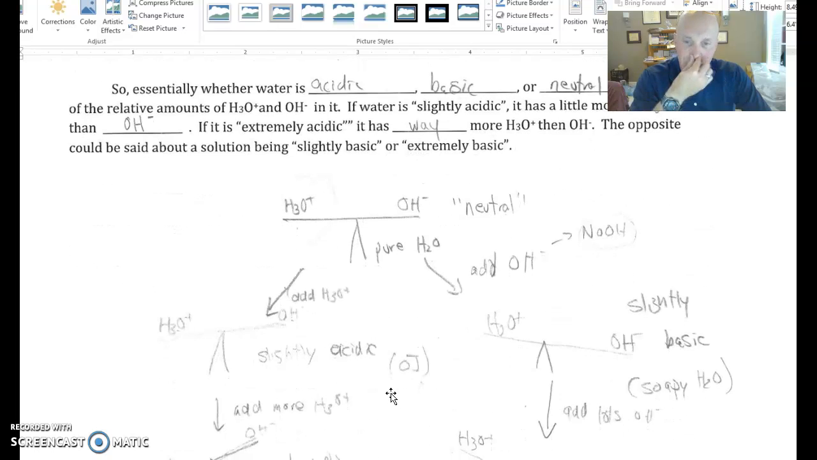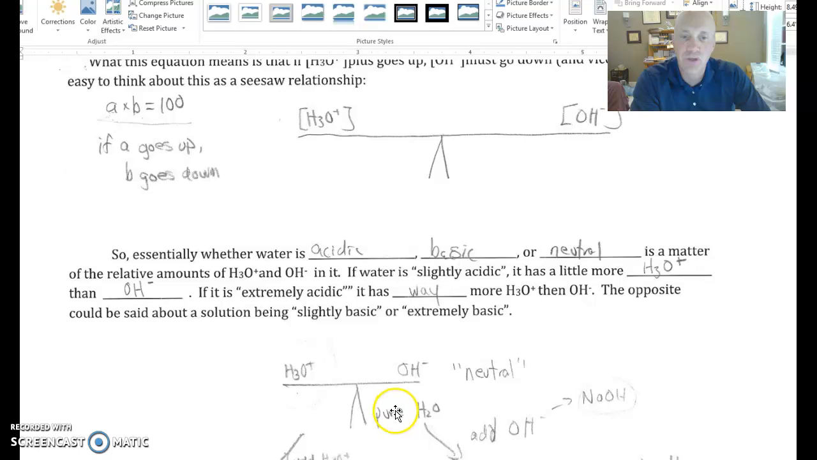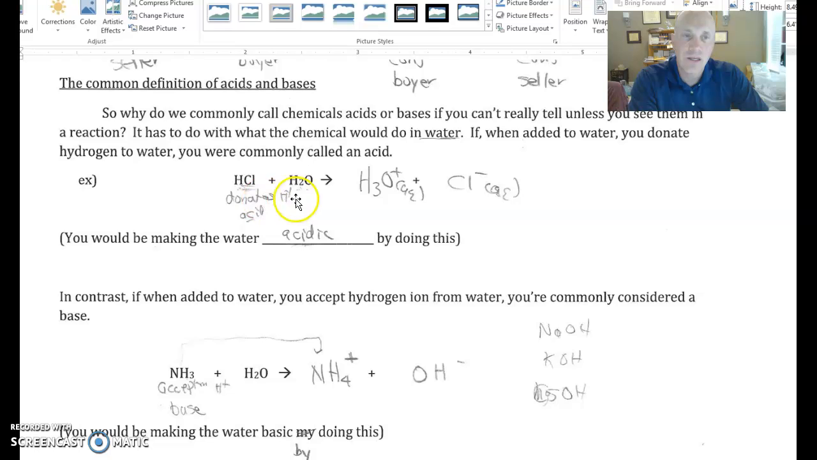So here's a graphical way of representing this. Let's start off with pure neutral water. We would have equal amounts of both of these. Let's say that we added a tiny amount of acid to that. Let's recall what acids do. What makes something an acid is what happens when it reacts with water. Acids tend to donate hydrogens to water, and so that ends up generating some H3O plus. So when you add a little bit of acid to water, you're adding a little bit of H3O plus.